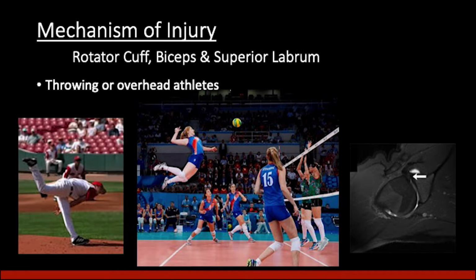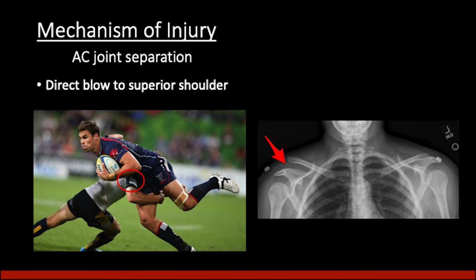Other direct blow types of mechanisms. The direct blow is one that very commonly causes these AC joint separations. It can be a hard blow to the top of the shoulder. It can be a fall onto the lateral or even the posterior aspect of the shoulder that makes the shoulder blade collapse in, and the clavicle basically dislocates up and over the top.